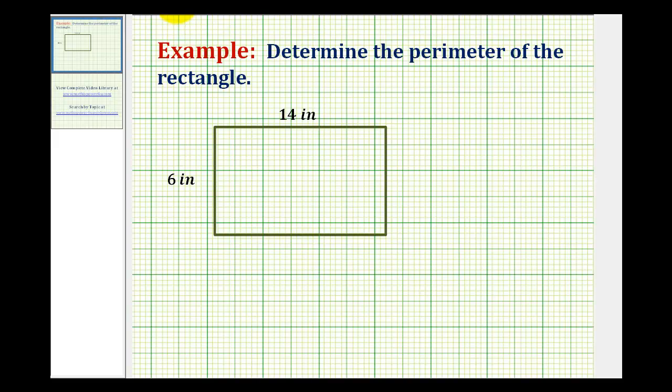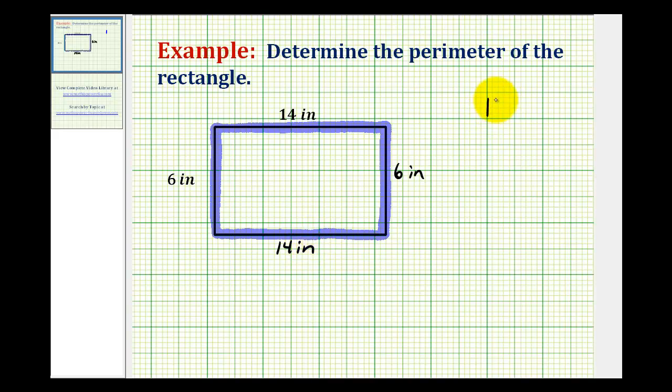And one property of rectangles is that the opposite sides are equal length. So if this side here is 6 inches, so is this side. And if this side is 14 inches, so is the opposite side here. So now to determine the perimeter, or the distance around the outside of this rectangle, we just need to sum these four lengths.